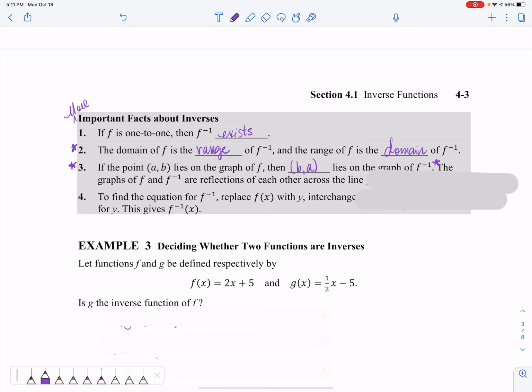And then the next sentence down here is my next interesting fact. I really would have broken these up had I been the one writing these notes. It says that the graphs of the original function and the inverse function are going to be reflections of each other, or symmetric about the line y equals x. And then last but not least, interesting fact number 4: if I want to find the equation for the inverse, first of all, remember that f of x is the same thing as y. Interchange or trade x and y, solve for the new y, and this is going to give you your inverse. We'll go through those step by step.